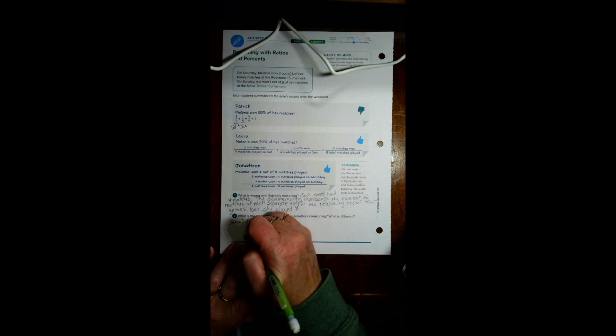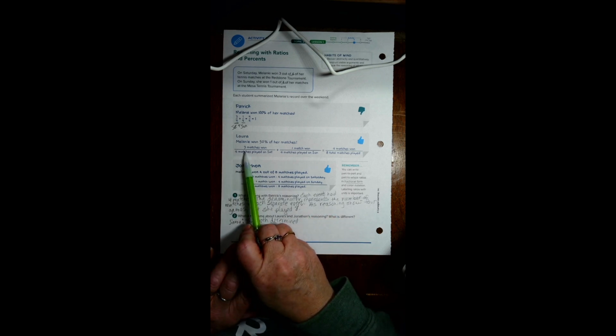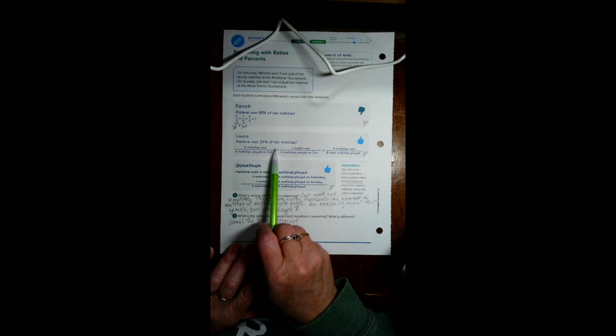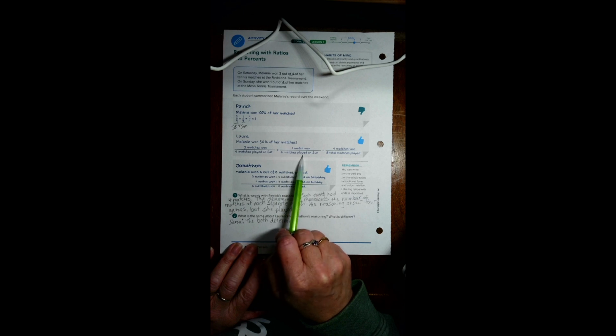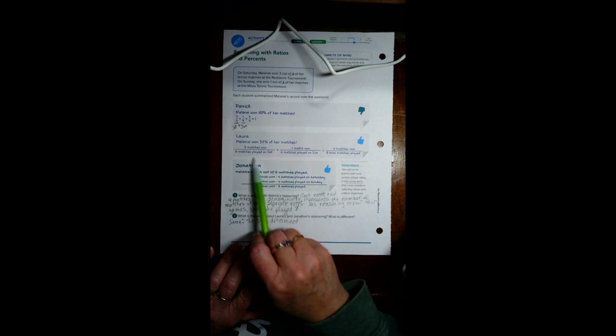Okay, so then what is the same about Laura and Jonathan's, and then what is different? So what is the same? So let's see. She says Melanie won 50%, 3 matches, 1 out of 4 matches played on Saturday, plus 1 match won out of 4 matches played on Sunday, equals 4 matches won out of 8 total matches played. Her labeling really helps, and right here it told us that labeling ratios with units is important. She wrote it in fractional form.